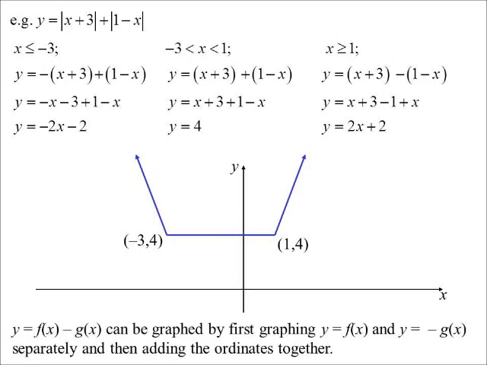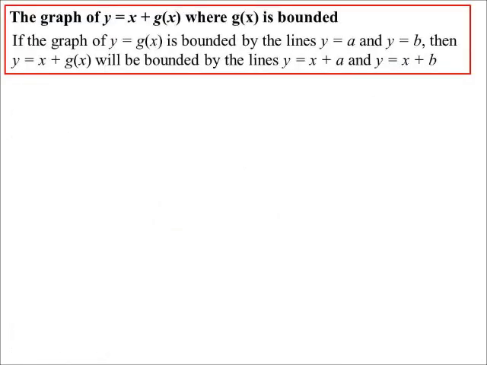Now, this was adding, and I did say it was adding and subtracting. I think of it all as adding, because if I want to draw f of x minus g of x, then instead of graphing f of x and g of x, I graph f of x and minus g of x, and I'm still just adding 2 graphs together then. Graph of y equals f of x plus g of x, where g of x is bounded. So there's something happening with the range.